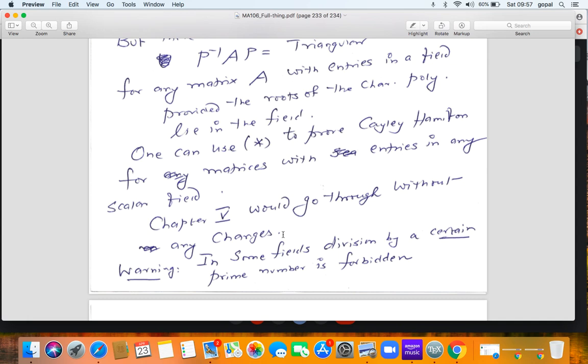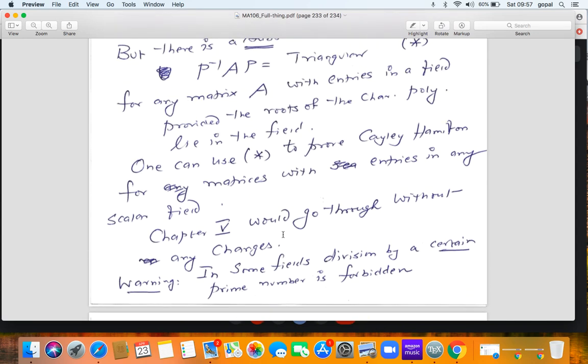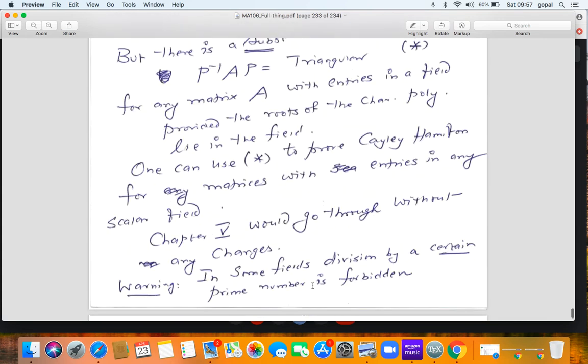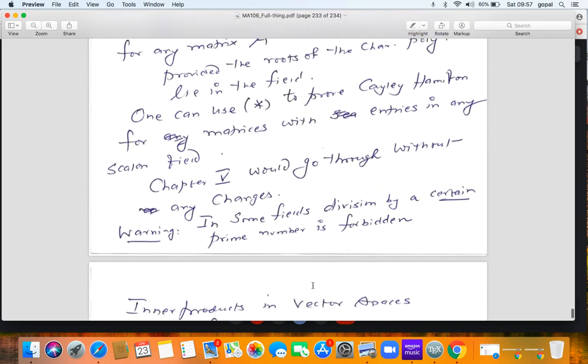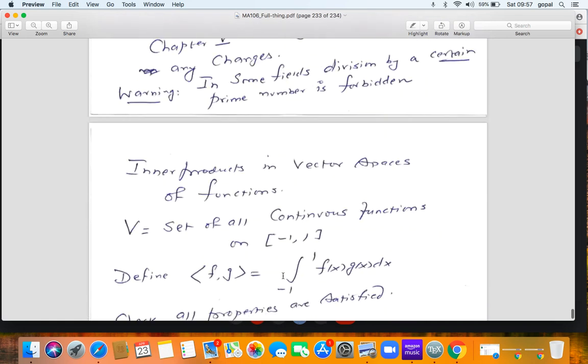And then if that is the case, then division by that particular prime number is forbidden. So there are certain restrictions in the arithmetic when you work with certain fields. Clearly, these things are outside the scope of MA106, and I don't want to dwell on these subtleties. I'm just giving a word of warning. You will know when you encounter those kinds of fields. You will know what to do and what not to do.